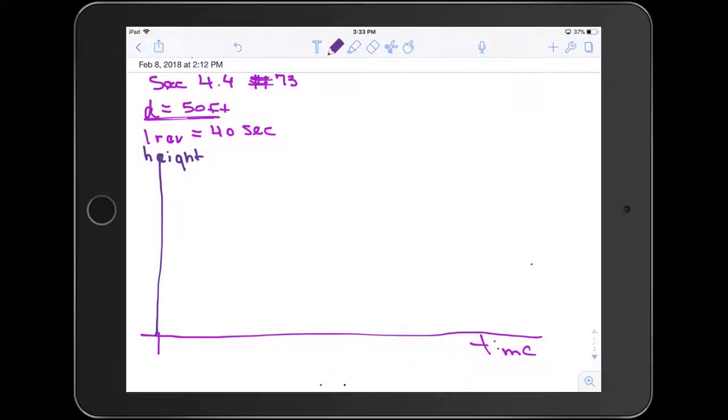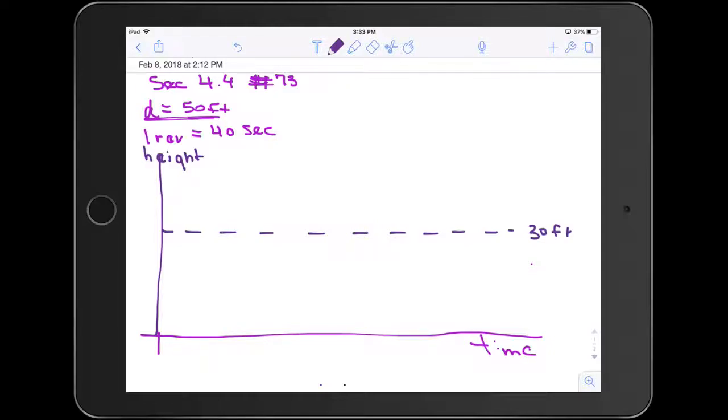The first thing I did was draw an axis, and instead of an x-y, I'm going to have it as time versus height. And I know that the middle of this wheel is at 30 feet, so I'm going to draw a midline here at 30 feet. So this is my midline at 30 feet.